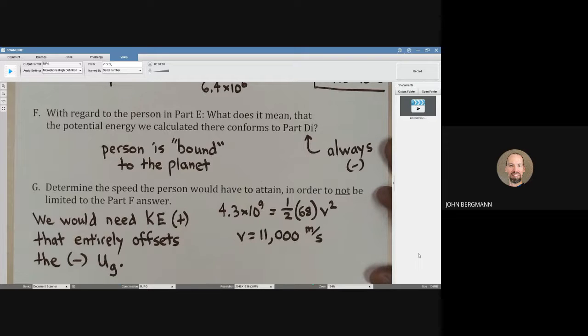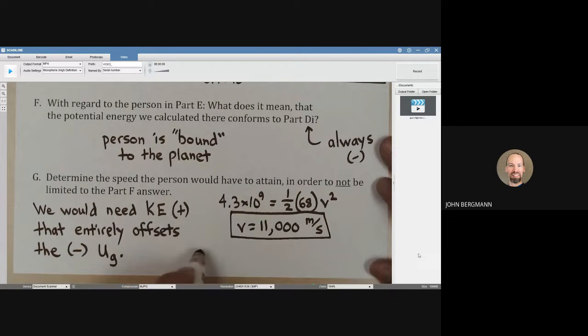And it turns out that that speed is independent of the mass of the person. And you might say, what are you talking about, Mr. V? If I change this mass, that's going to change this speed. Well, if you change this mass of 68, that will necessarily have changed this number over here. And they change proportionally. So no matter what mass you have, this is the speed that you would need to attain in order to escape. And we have a name for that. That's actually called the escape velocity.